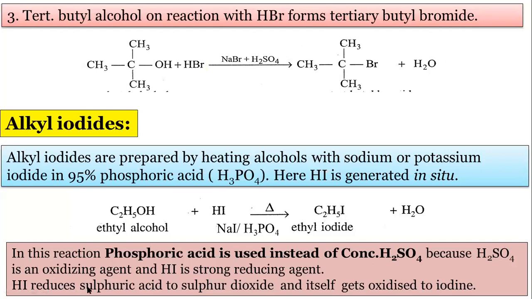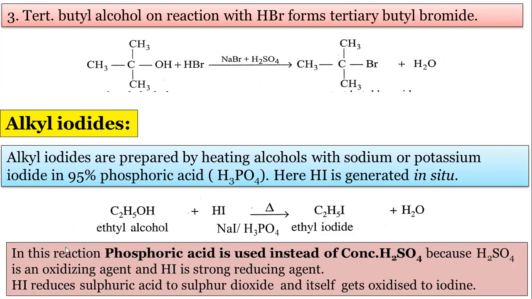For avoiding this step, we have to use phosphoric acid instead of concentrated H2SO4. In this reaction, HI will be generated, and HI is a reducing agent. H2SO4 is an oxidizing agent. What will happen there? HI will reduce the sulfuric acid to sulfur dioxide and itself get oxidized to iodine. So to avoid this step, we are using phosphoric acid instead of concentrated H2SO4.